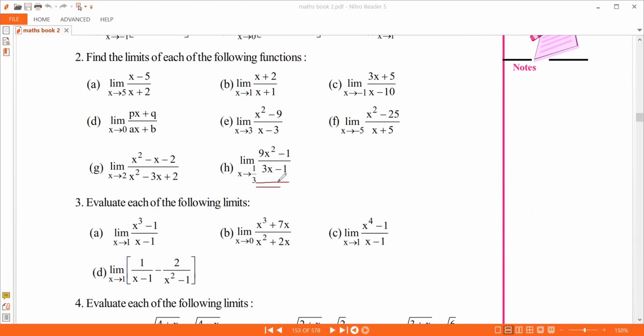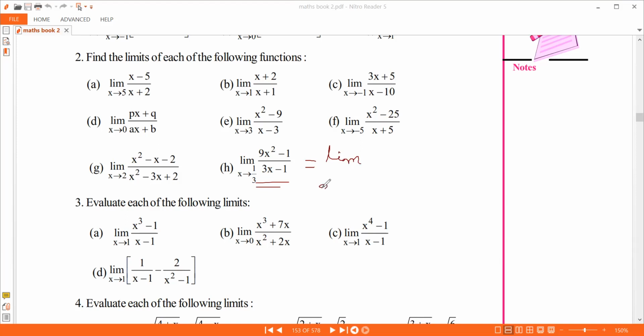9x square minus 1 divided by 3x minus 1, x tends to 1/3. 9 into 1 by 9 minus 1, and 3 into 1/3 minus 1 is 0. So 0 by 0. Yes, there is an indeterminate term. You have to eliminate it. So what do we have to do?